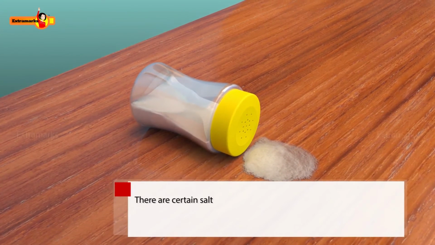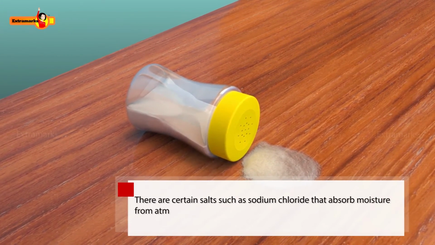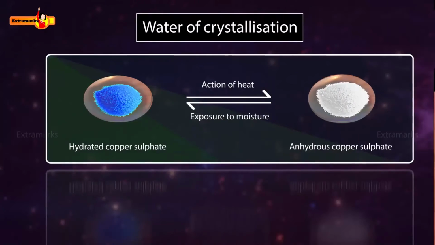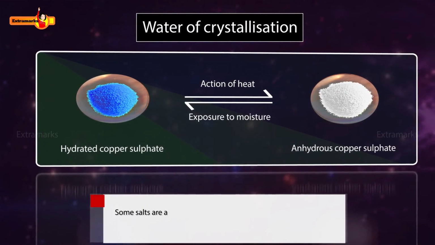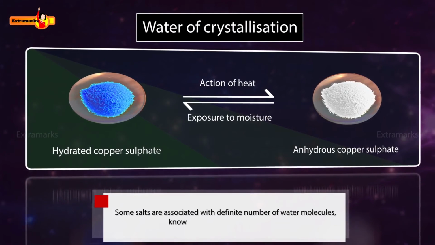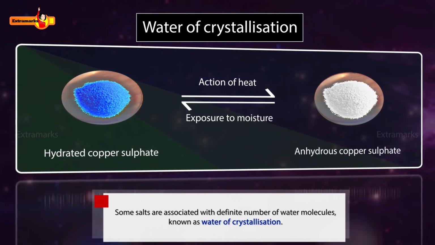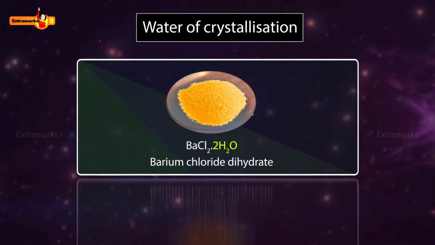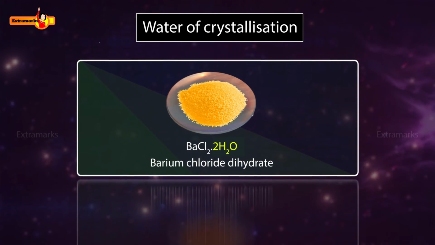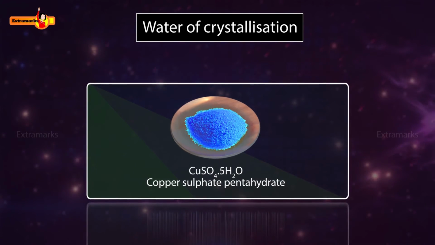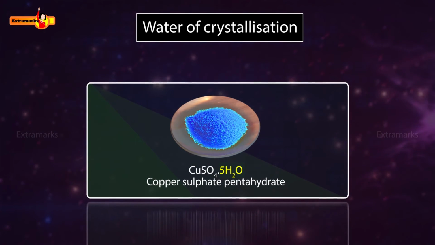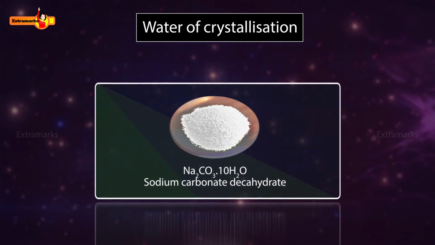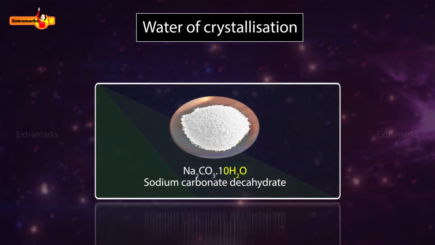There are certain salts such as sodium chloride that absorb moisture from atmosphere without dissolving in it. They are termed as hygroscopic salts. On the other hand, there are some salts which are associated with definite number of water molecules known as water of crystallization. For example, 2 molecules of water are associated with a molecule of barium chloride dihydrate. Copper sulfate pentahydrate has 5 water molecules. It is commonly known as blue vitriol. And sodium carbonate decahydrate has 10 molecules of water.